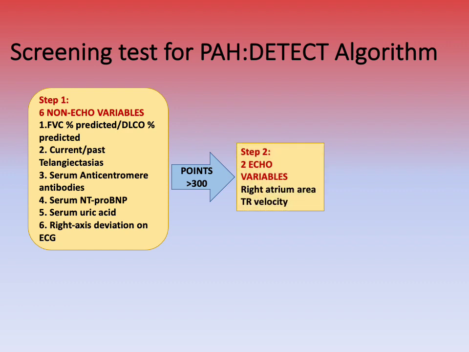Once we get our echo, there are 2 variables we need to enter into the online calculator. These include right atrium area and tricuspid regurgitation velocity. When we put these 2 variables in, it will give us a score. If the score is more than 35 points, it means that referral for right heart catheterization is recommended.